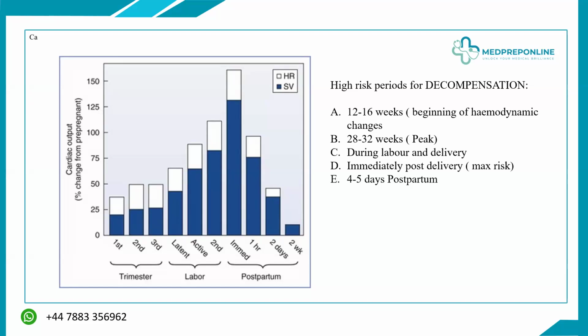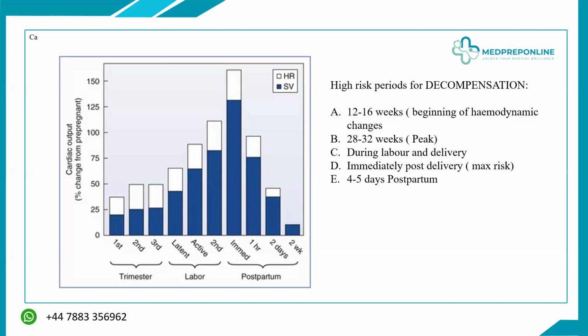So these are certain high risk areas for decompensation, wherein if a patient has a pre-existing cardiac illness, this may get unmasked. Patient may develop pulmonary edema or heart failure, right? Around 12 to 16 weeks of gestation, because it is the beginning of the hemodynamic changes, it peaks at around 32 weeks, especially during the second stage of labor and delivery. Immediately postpartum, immediately post-delivery is the maximum risk, and 4 to 5 days postpartum.